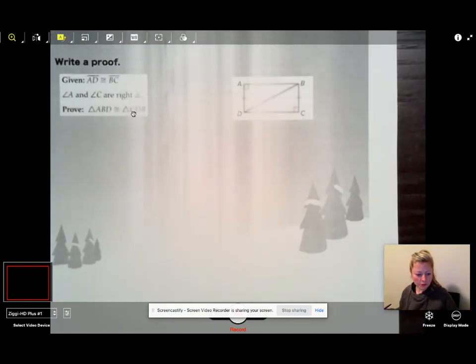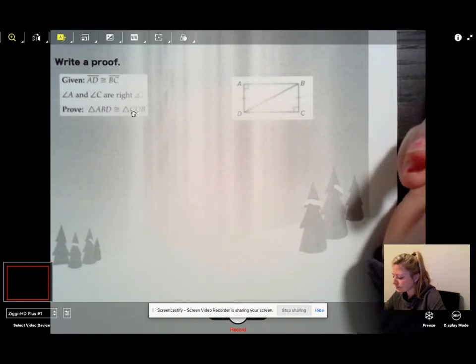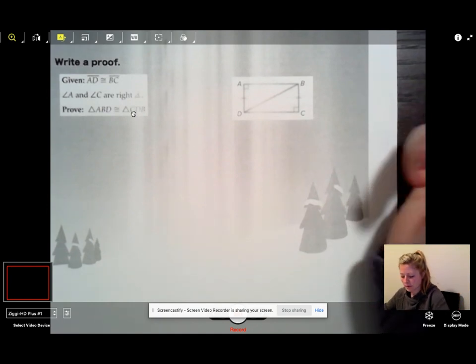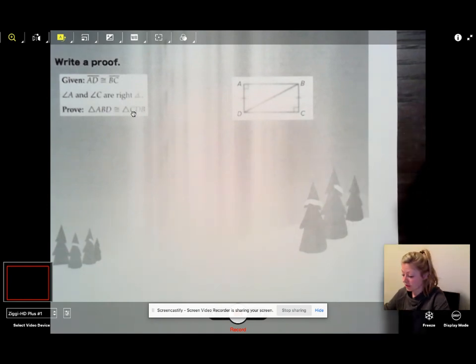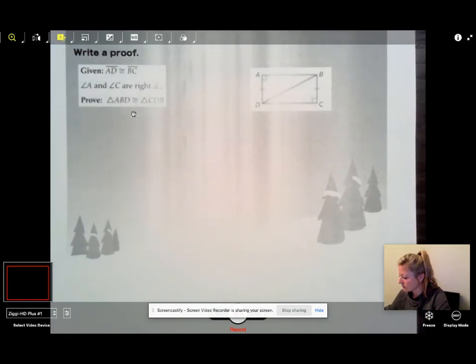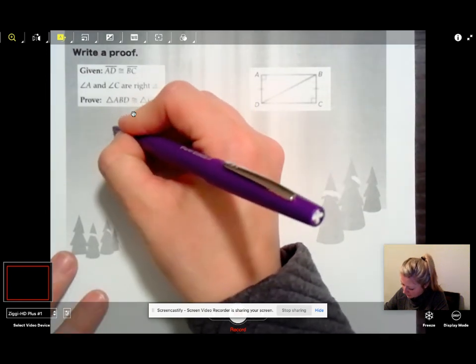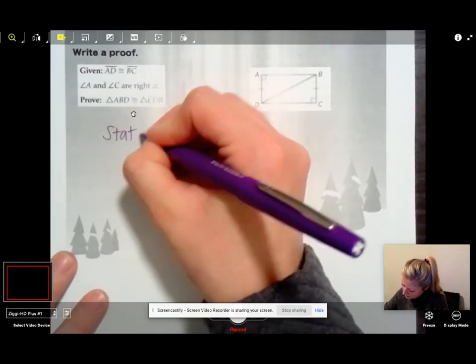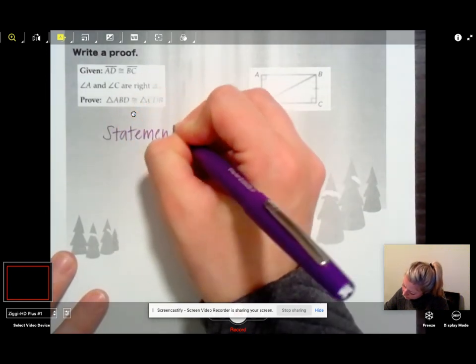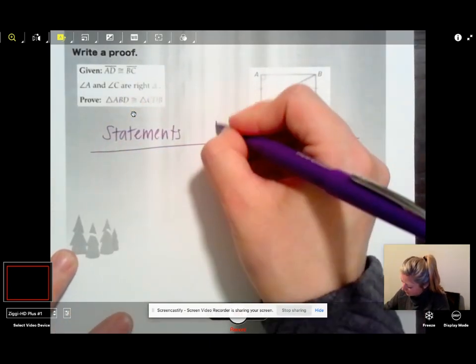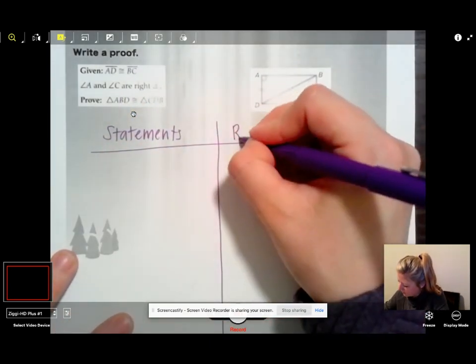Now we have 2 proofs for us to complete here. So we're assuming they probably have to deal with HL since that's what our lesson is on, which is good because they're set up a little bit different than the other ones. So let's just start off by making our table here. So we're gonna have statements with our reasons column.